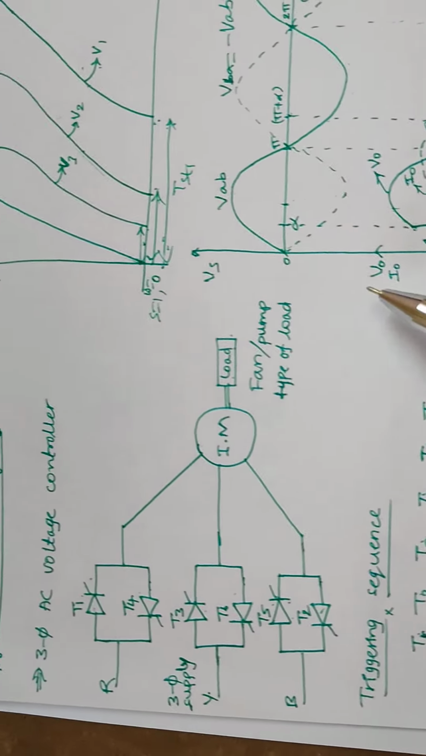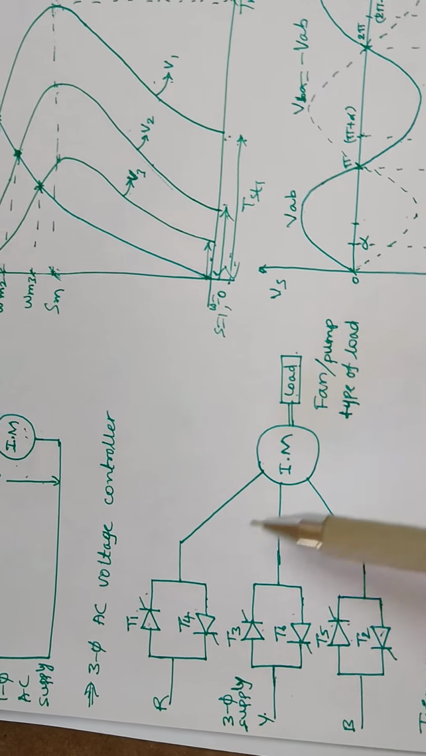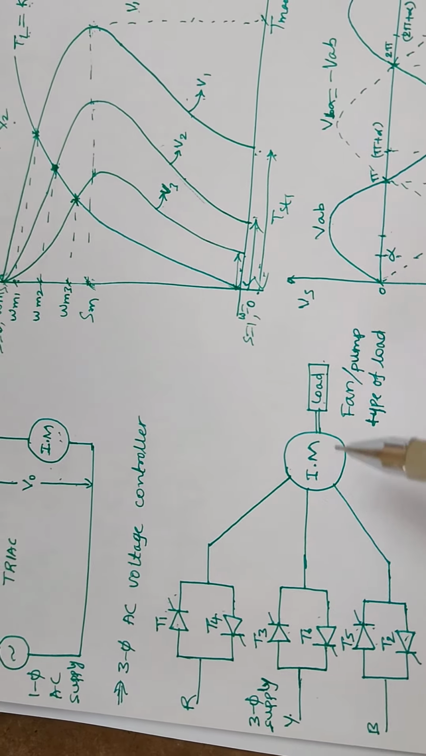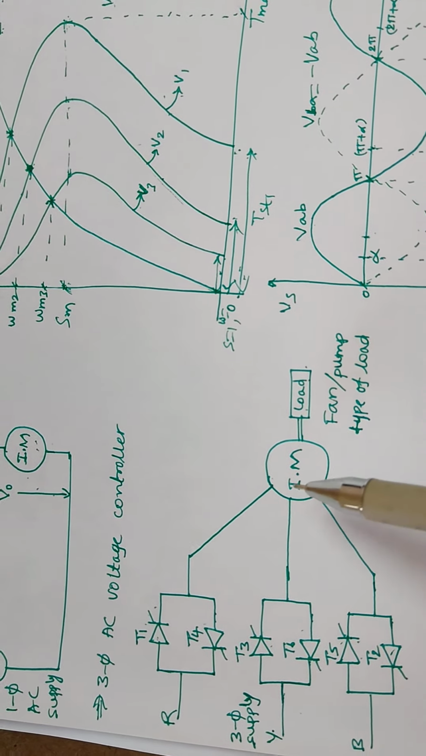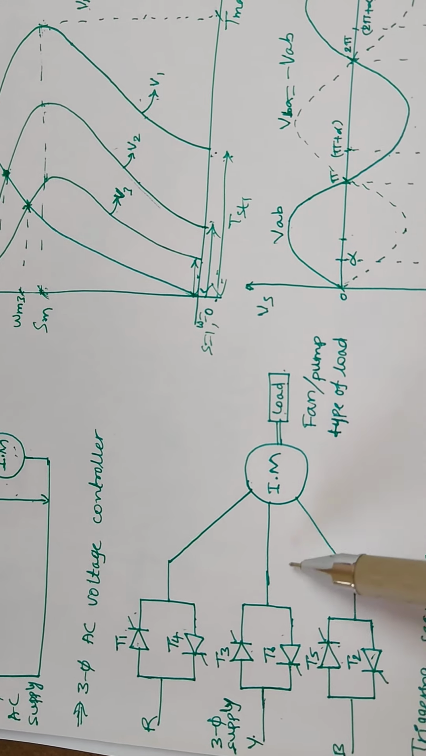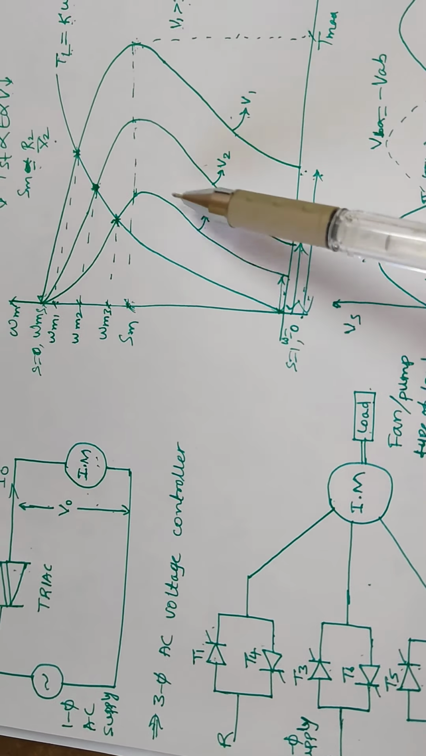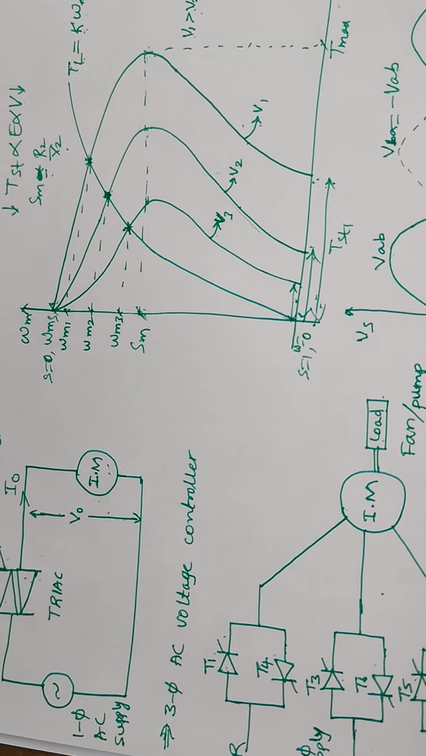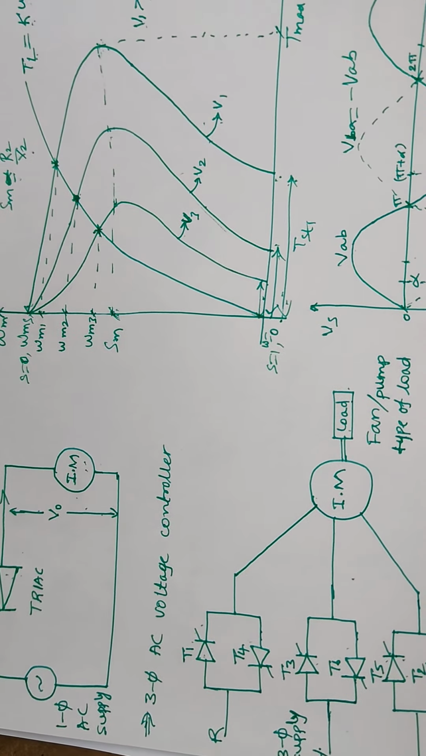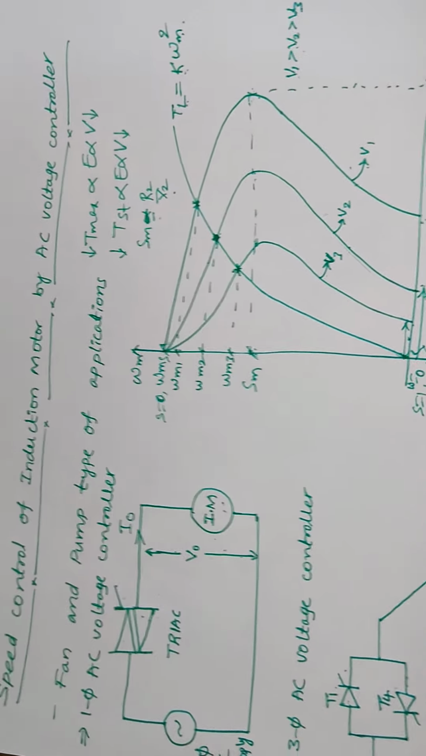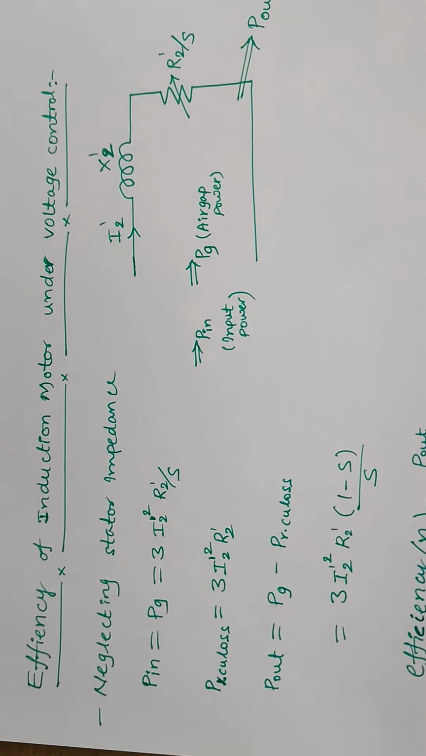In this way we will provide the firing pulses to the three-phase AC voltage controller to get the controlled AC voltage, the output of the AC voltage controller. That will control the speed of the induction motor in this way, as shown in the speed torque characteristics. So this is all about the AC voltage controller.